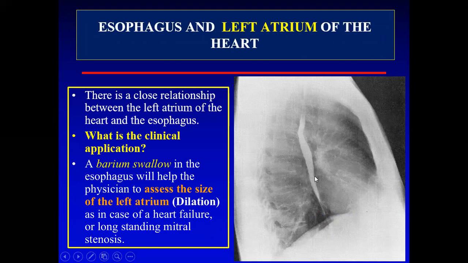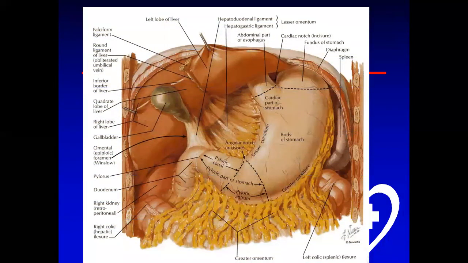As the barium swallow goes down behind the heart, it becomes narrower and narrower. It means that the left atrium is enlarged, as in the case of heart failure. Especially heart failure, which will easily indicate whether there is any dilatation of the left atrium, or long-standing mitral stenosis. So this test will easily help in the diagnosis of heart problems.